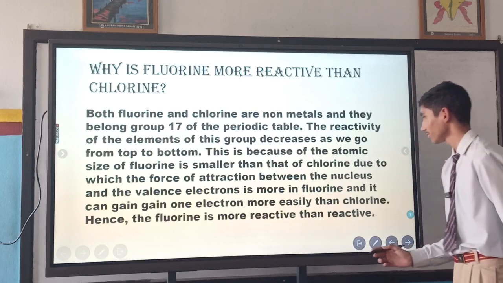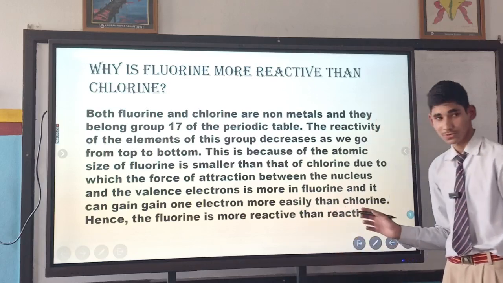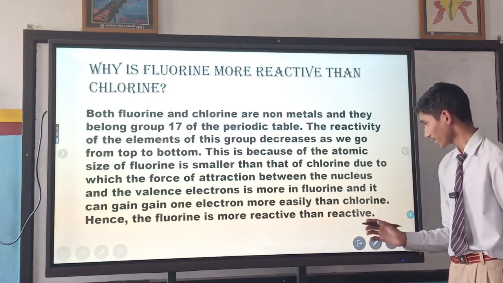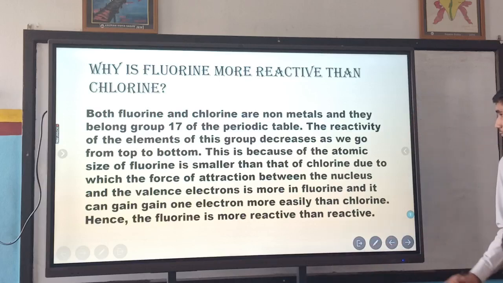chlorine. So we know the atomic size of fluorine is smaller than chlorine, because of which it can gain one electron faster and easier, which makes fluorine more reactive than chlorine.